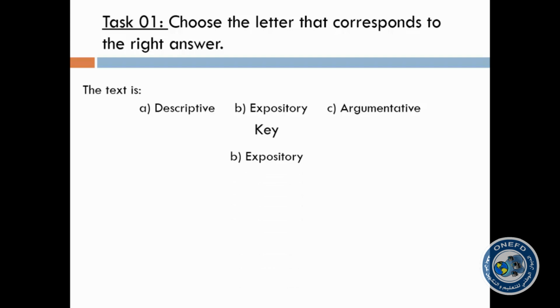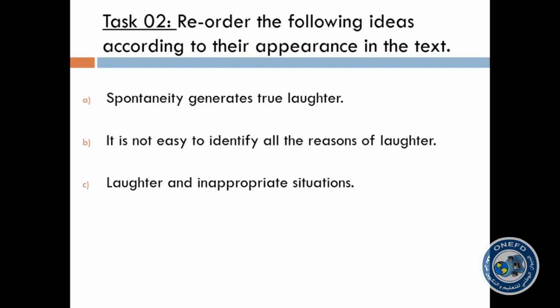Why is it expository? It's expository because the writer is explaining the reasons of laughter and the different situations that make people laugh, and he provides examples. So, I repeat, the text is expository because there is an explanation of some fact by providing examples and showing a cause-effect relationship and some facts. So let's move on to the second task.